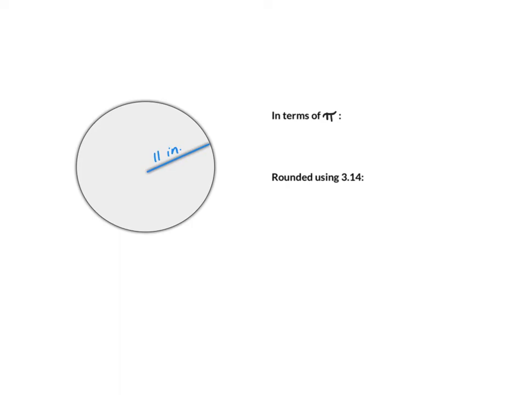Here's some extra help on area of a circle. So to find the area of a circle, you always use this formula of A equals pi times r squared. So we're just going to go through a couple examples.